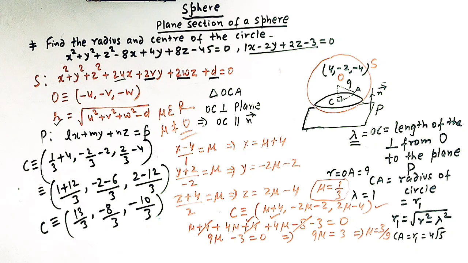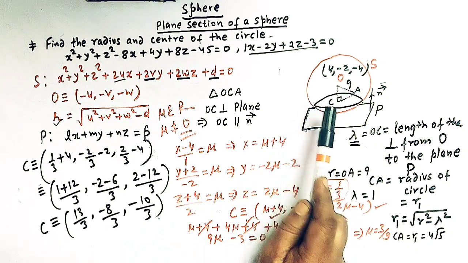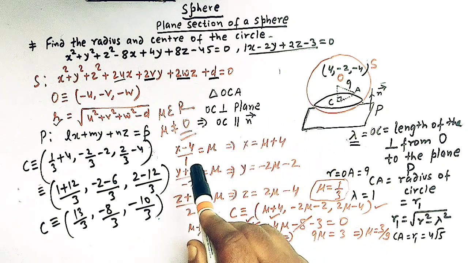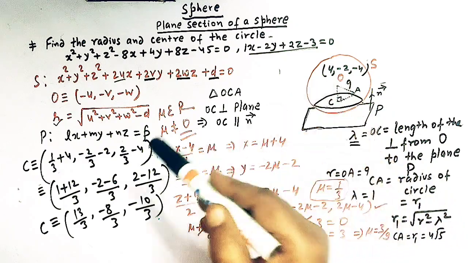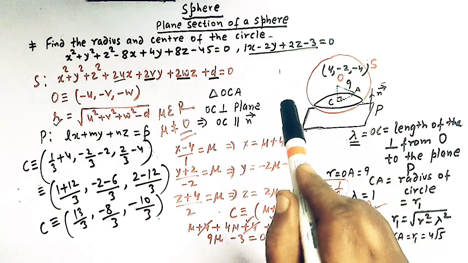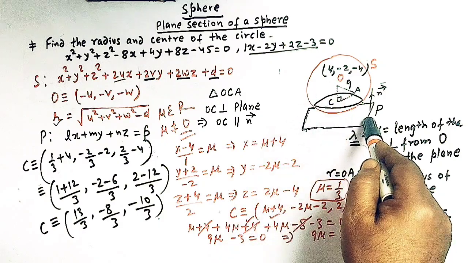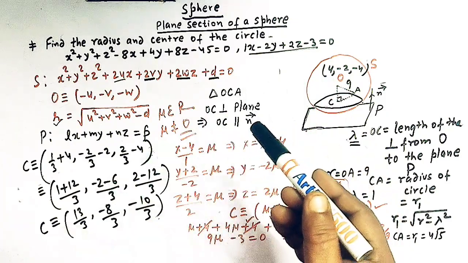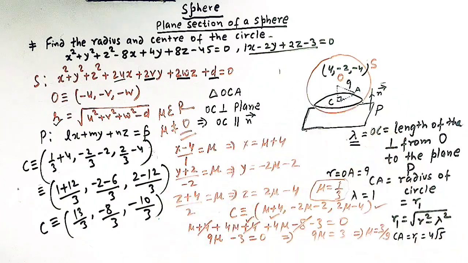And moreover, here it is important to note that the section of a sphere by a plane passing through the center of the sphere is called a great circle, right? So when this plane P passes through the center of the sphere, then the circle so obtained is known as a great circle, and its center and radius is same as that of the sphere, right? So when this plane passes through the center of the sphere, then the circle so obtained has the same radius and the same center as that of the sphere.